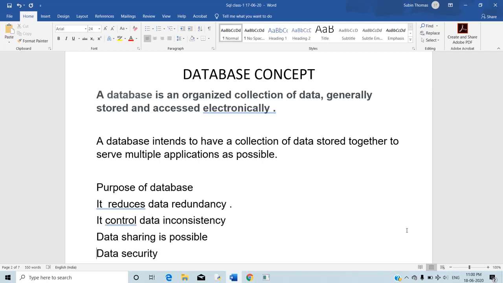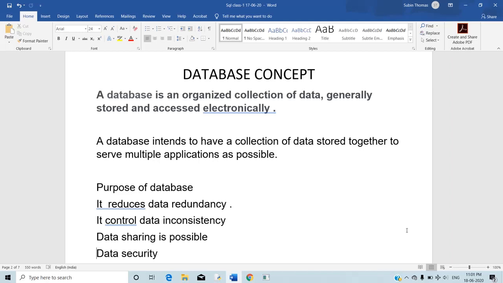Or we can say a database is an organized collection of data, generally stored and accessed electronically. A database intends to have a collection of data stored together to serve different applications. By using this data, it can be used in different applications.